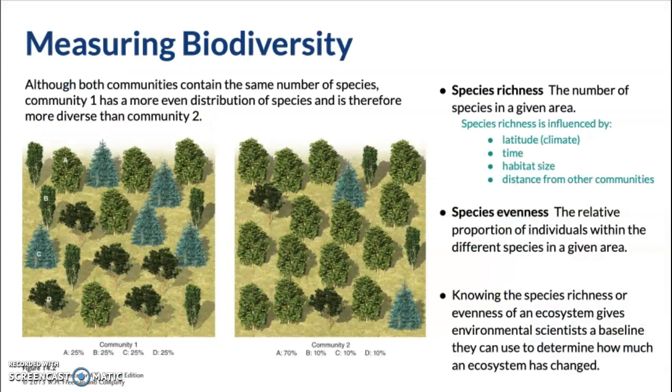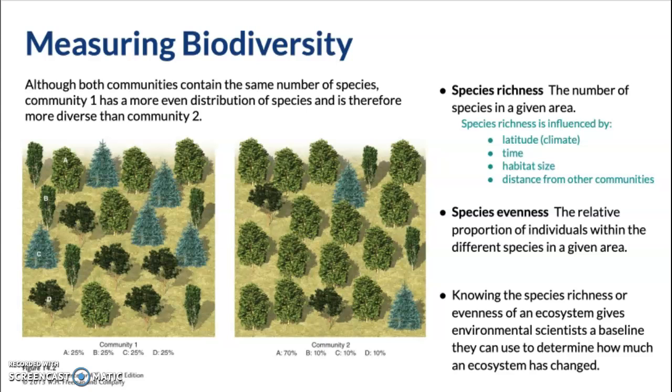To measure biodiversity, we use species richness and species evenness. So again, the richness is the number of species in a given area. This can be influenced by the latitude, which would influence the climate. It could be the time, the habitat size, or the distance from other communities. Species evenness is the relative proportion of individuals of different species in a given area.